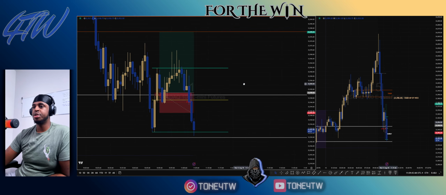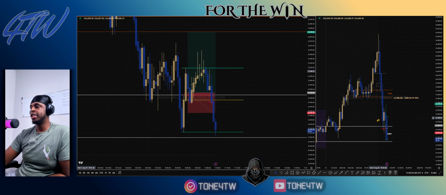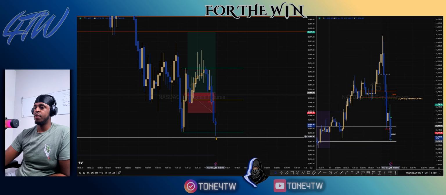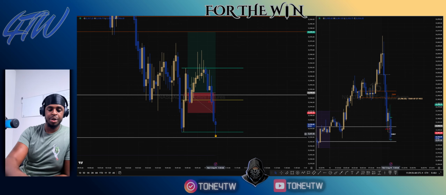Okay, price pushes down. Let's see how price plays inside of this hourly range. Remember, this is an hour. This is not a 1 minute consolidation. So even if the bodies break out of it, that doesn't matter because this is an hourly confirmation.